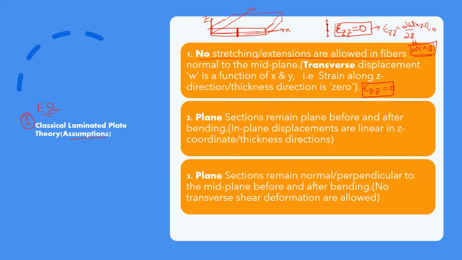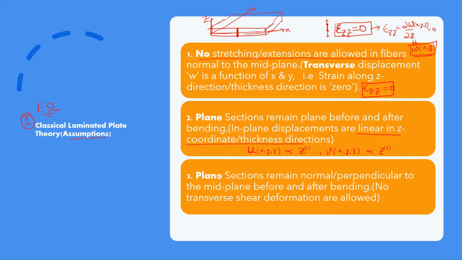Now the second assumption states that plane sections remain plane before and after bending. So the displacement fields would be linear in plane, which are linear in the z coordinate, the thickness. Meaning u of x, y, z is a linear function, directly proportional to z to the power 1, meaning linear. Similarly, v of x, y, z is also a linear function, z to the power 1, not higher than 1.